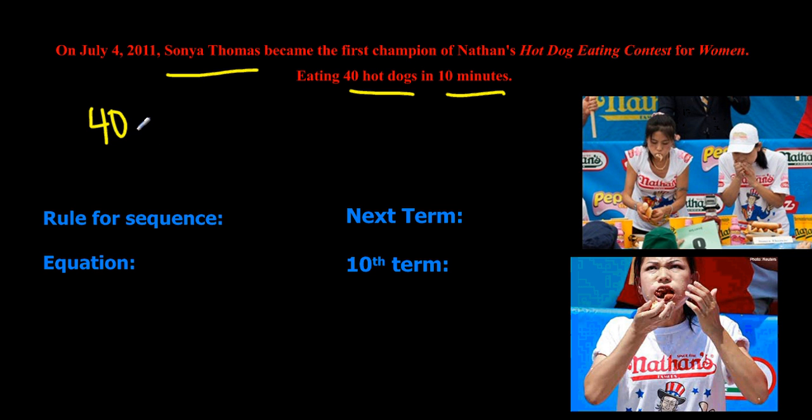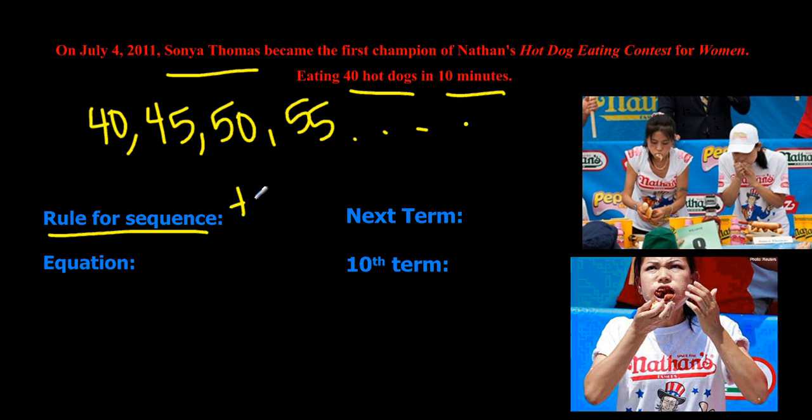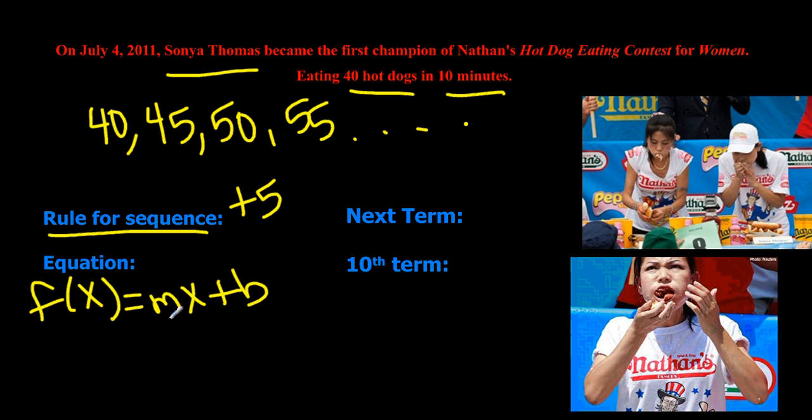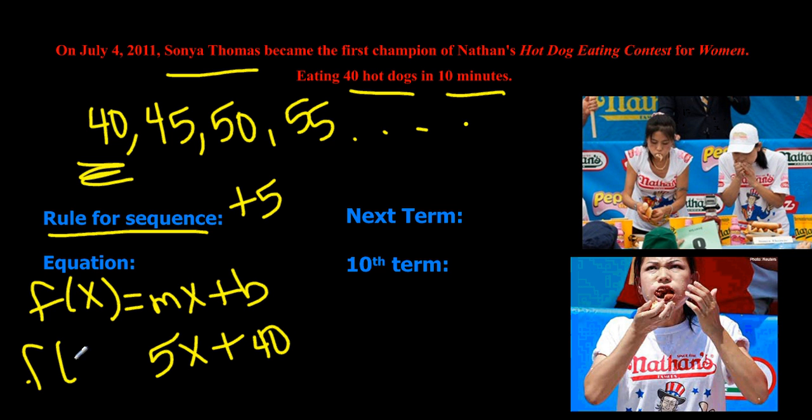So I would maybe have her training goal go up a little bit faster. Maybe she's going to want to go from 40 and then go up 5. So she'd hit 45 and then she'd hit 50 and then she'd hit 55 and she could keep going. If we think about this as an arithmetic sequence as well, the rule for the sequence is that she's adding 5. I think about the equation. It's in the form of f of x equals that constant rate times x plus your starting value. My constant rate here is 5x plus, in her case, her starting value is just a measly 40 hot dogs in 10 minutes. Still pretty crazy.